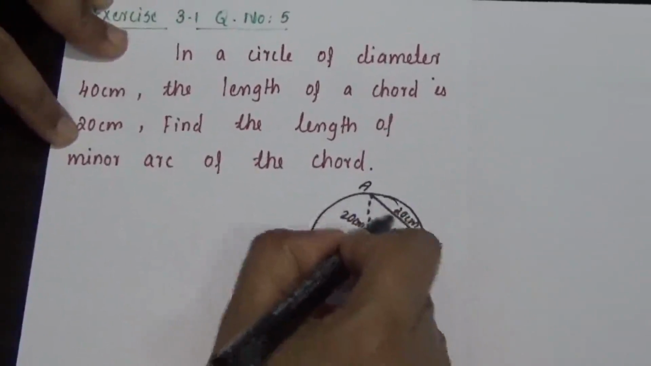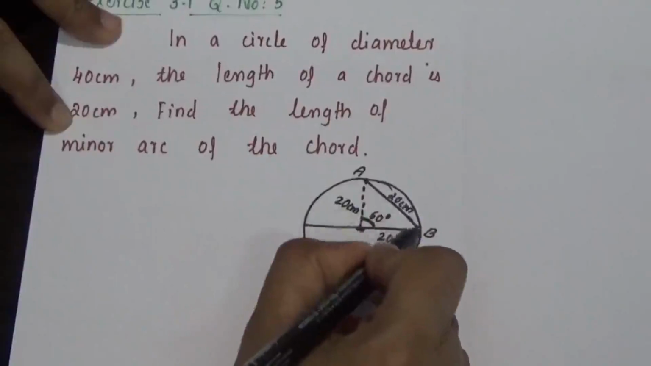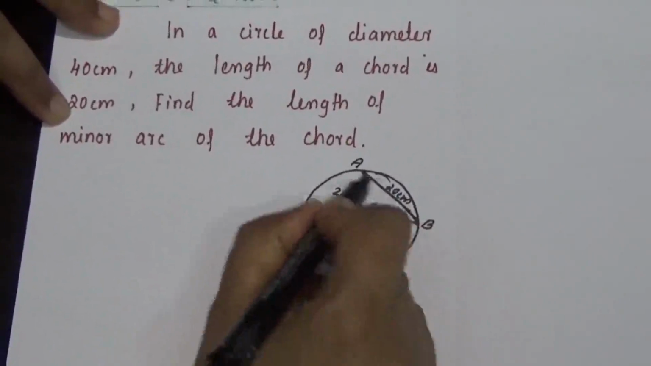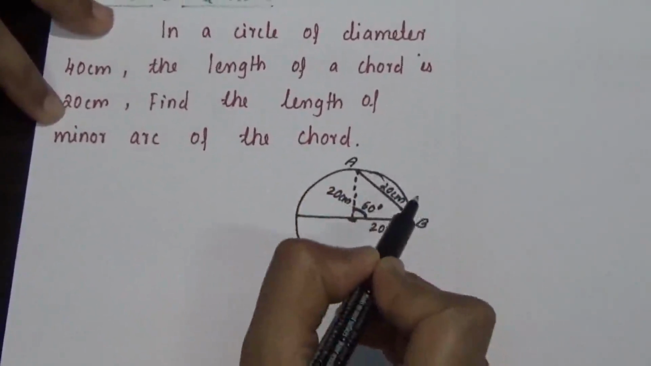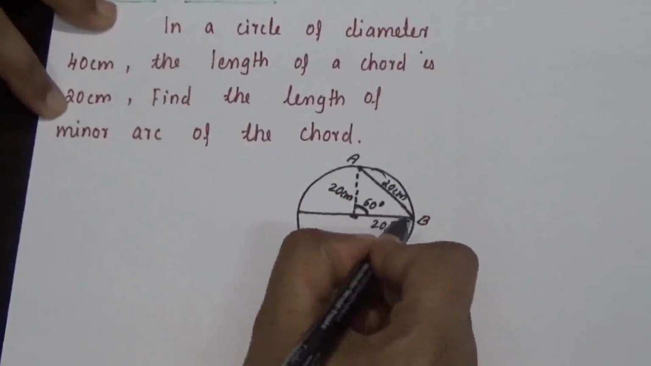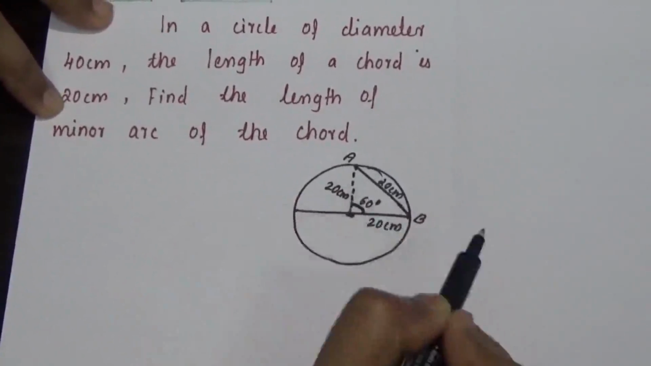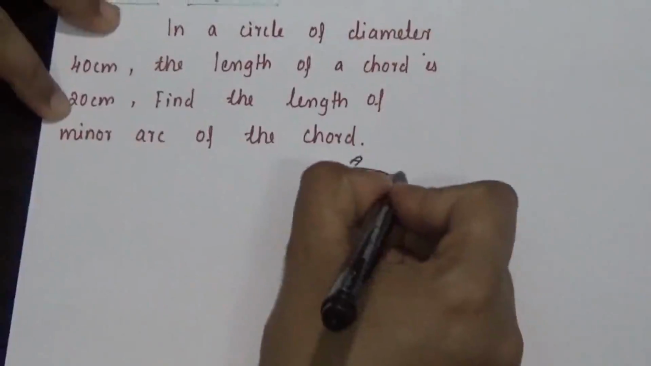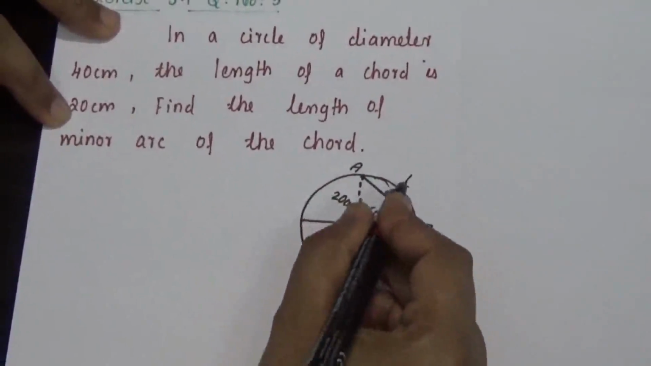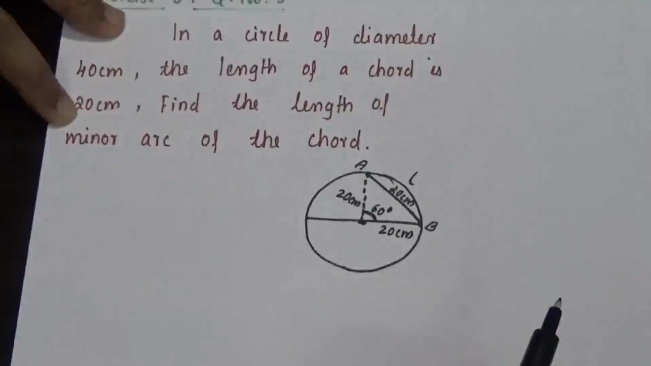So AB is the chord. The smaller arc determined by AB is the minor arc AB. This is the major arc. We have to find this minor arc. In this minor arc we know the radius and we know the central angle, given in degree measure. So we can find L. We have the relation L is equal to r theta, with which we can find this.